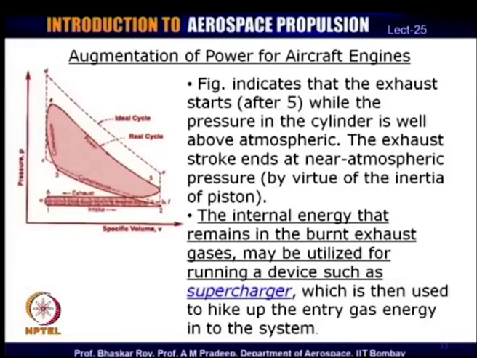Now, if we go back to the cycle diagram, which we are familiar with, we shall see that the exhaust starts at point 5, while the cylinder pressure is still quite high, actually high above the atmosphere. Now, you realize the aircraft has gone to high altitude. So, the atmospheric pressure is rather low. So, the exhaust stroke, which ends near atmospheric pressure, as I mentioned, by virtue of the inertia of the piston motion, happens at a lower pressure.